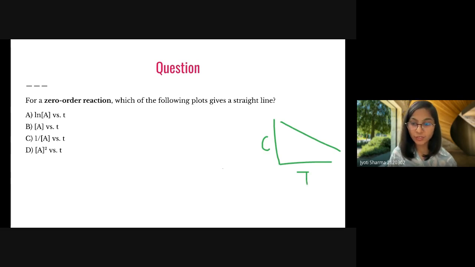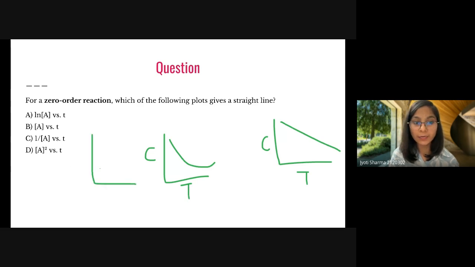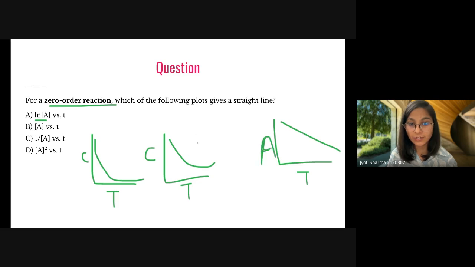Okay, this is very much clear. But this can be like this. This is also the concentration changing with the time. It can be like this, very much like this. The concentration is changing with the time. But when will it give a straight line for the zero order reaction? Will it be the natural log of A? This is A, let's say, concentration of reactant.